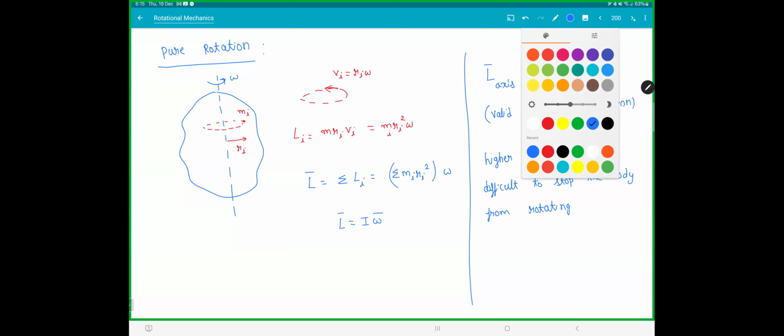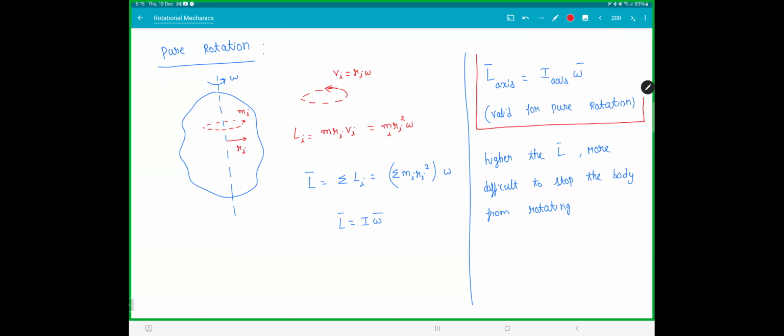So we know how to find for rotation and we know how to find for translation. Then from there we can actually find even for rolling bodies also. We'll go that way. Next thing. All clear with this?